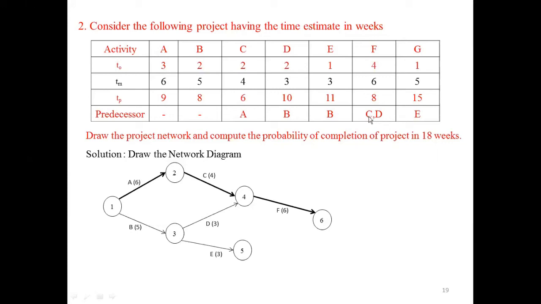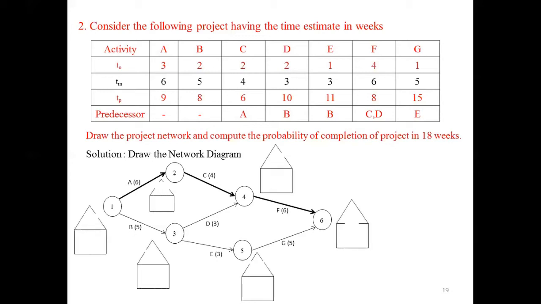Then similarly for other activities, for activity F, you have to write in front of C and D. That is C, D, you have to draw an arrow marker, and represent F. For G, you have to write in front of E. Here you have to write G. Then after writing this, you have to construct a square block and a triangle at each node.